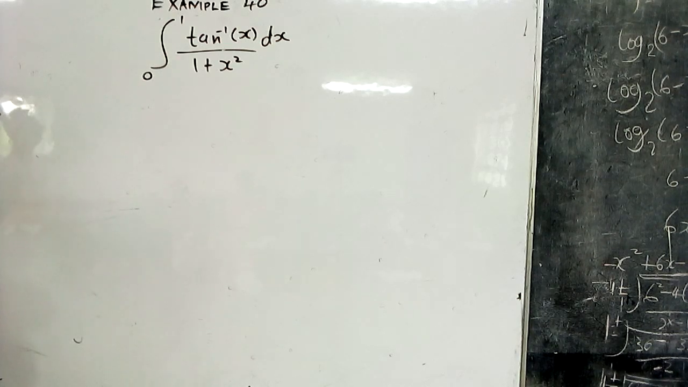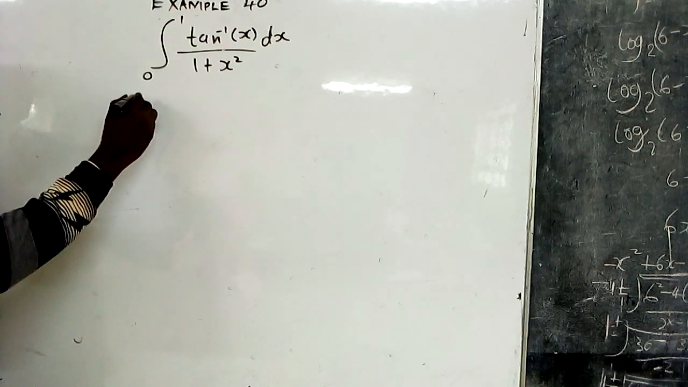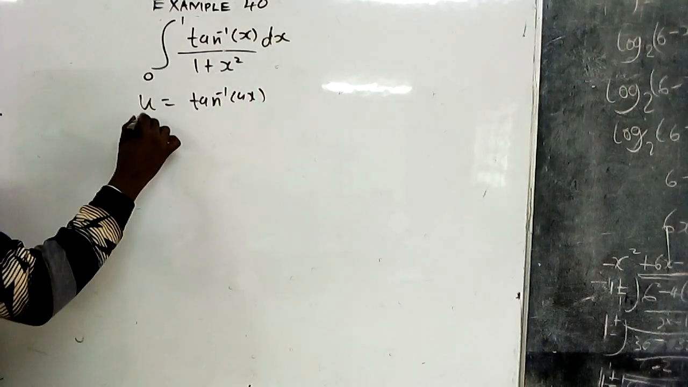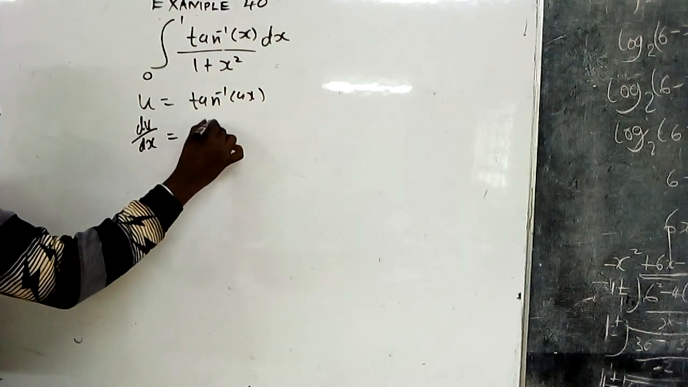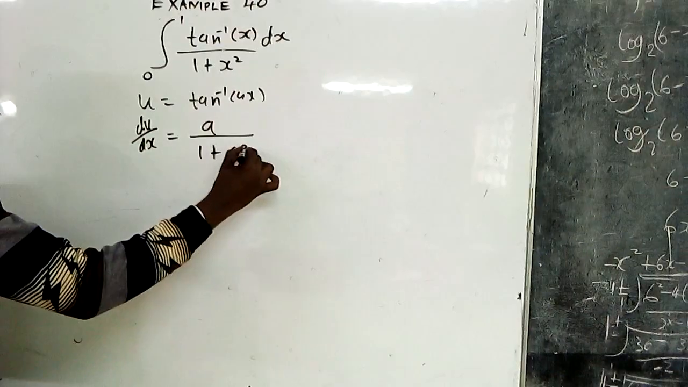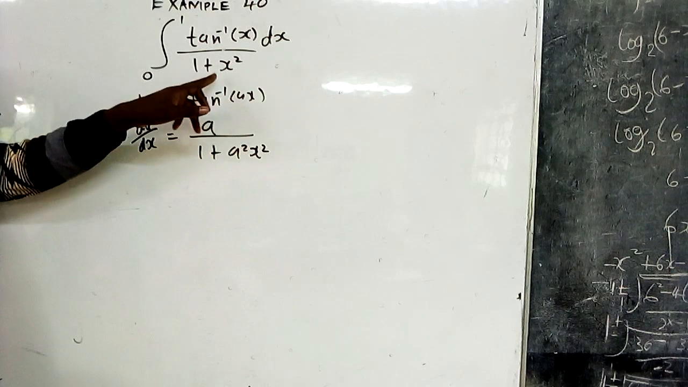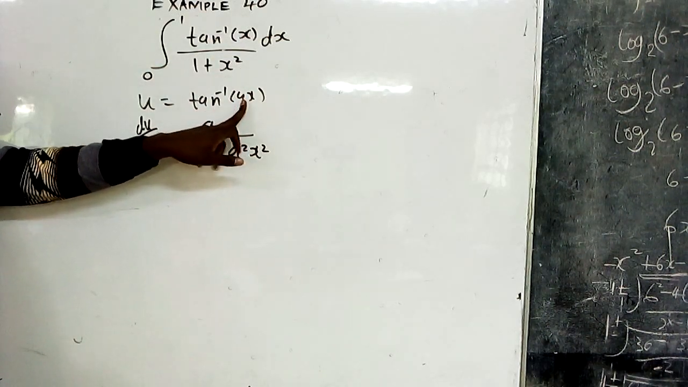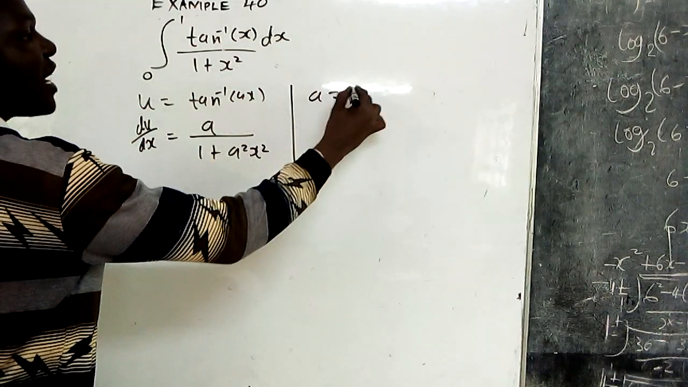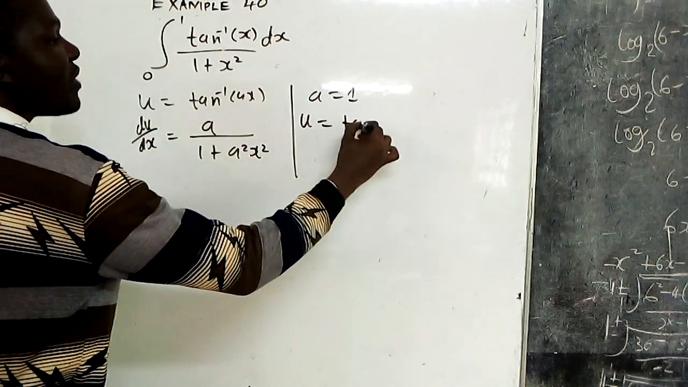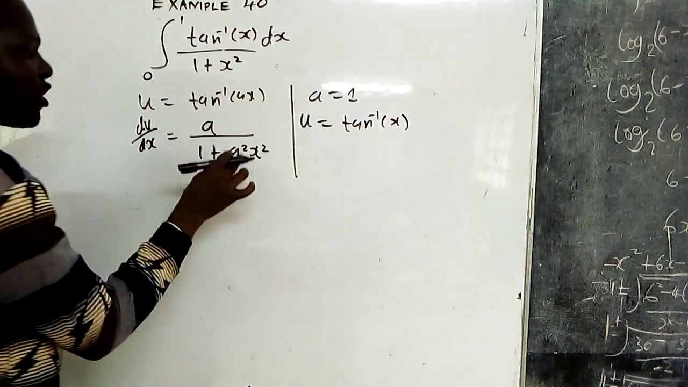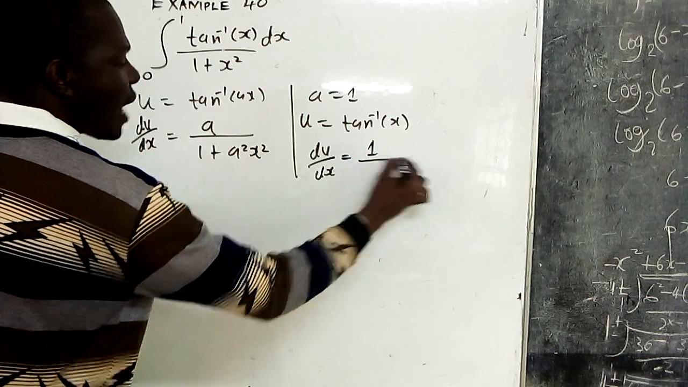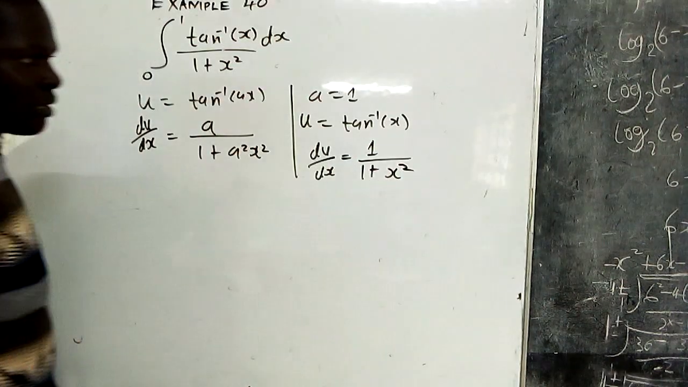This is algebraic substitution. Remember, when you let u be tan inverse of ax, if you differentiate u with respect to x, you are getting a over 1 plus a squared x squared. But here, for us to have tan inverse of x, it means our a is 1, isn't it? So when a is equal to 1, u is tan inverse of x. If you differentiate u with respect to x, you get 1 over 1 plus x squared.